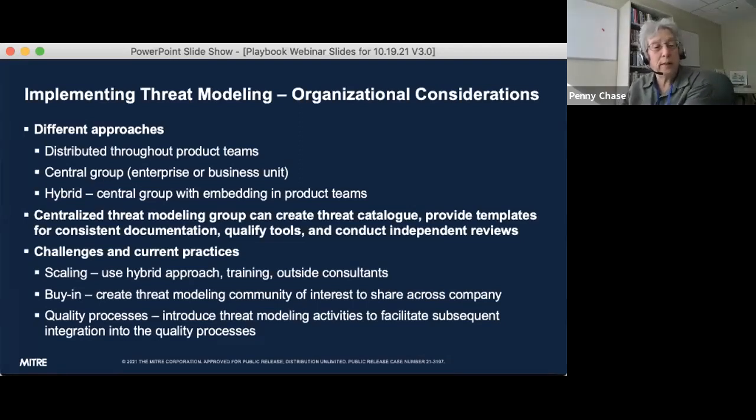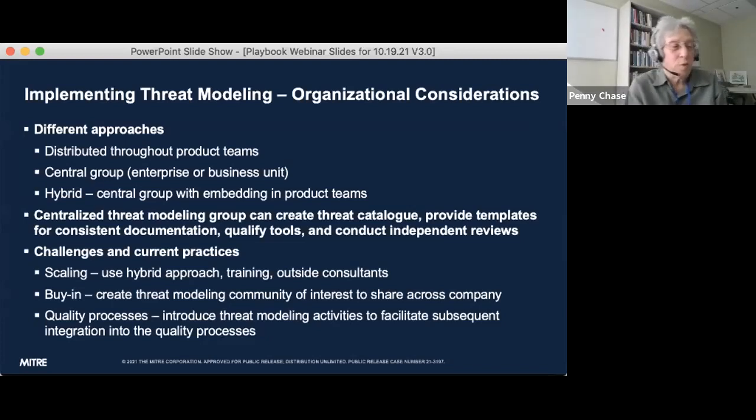That central group can create a threat catalog used by all the different product teams. It can provide templates so the organization does consistent documentation. They can qualify threat modeling tools that can then be used throughout the enterprise, and they can be the people who conduct those independent reviews we talked about to help assess whether we've done a good job. And we also asked about challenges and current practices. So a big challenge is scaling. I mean, as Adam said at the beginning, there aren't a lot of people who are skilled threat modelers.